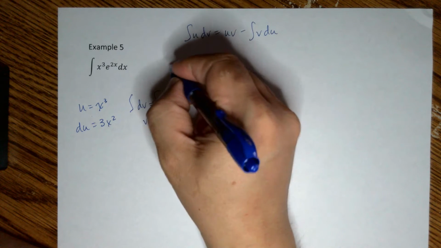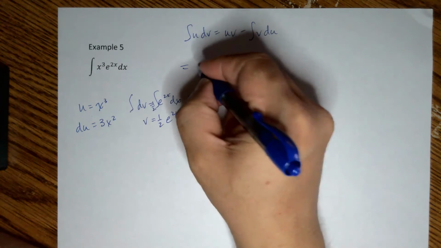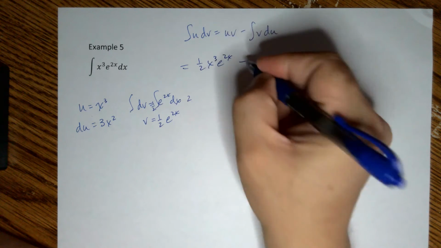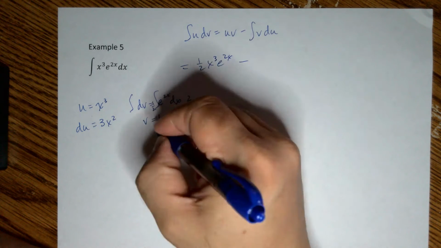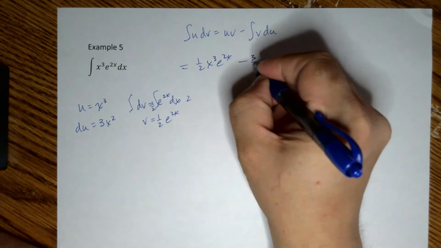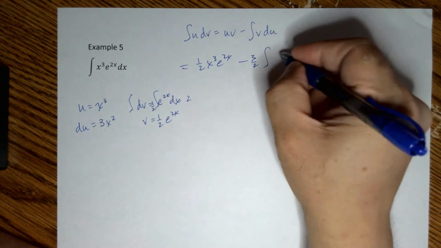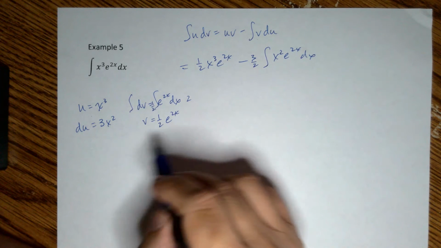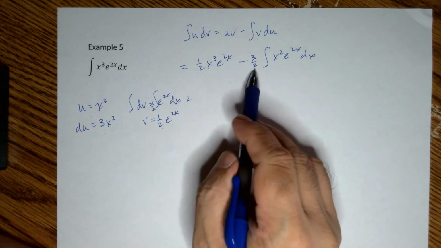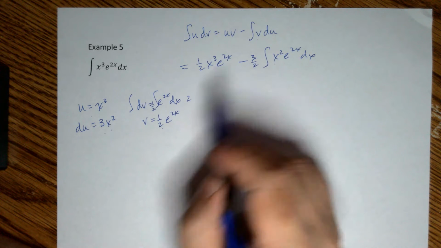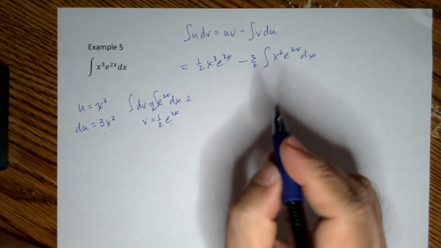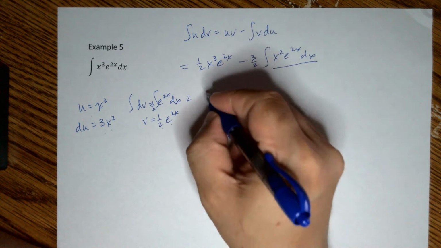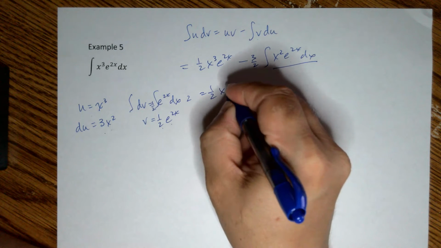Alright, so this becomes uv. So it's 1/2 x cubed e to the 2x minus the integral of v du. I'm going to go ahead and take the 3 halves out: 3 times a half gives me 3/2, and there's the x squared e to the 2x dx. That's the v du, right? So that means I have to do integration by parts again for that piece. I'll just go ahead and bring this down.